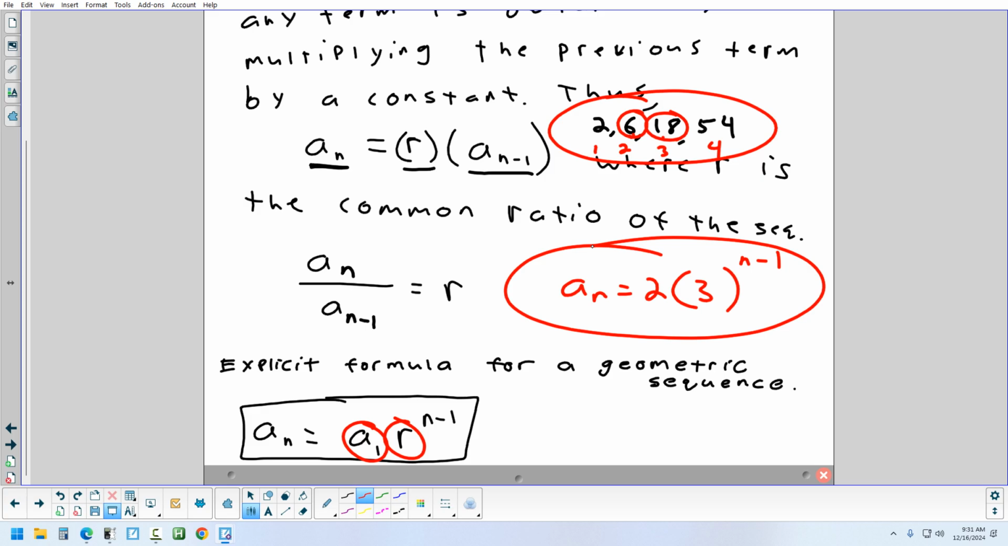Let's try plugging in a 2 and see if we get 6. What's 2 minus 1? 1. What's 3 to the first? 3. And 3 times 2? 6. Perfect. So now if you wanted to know the 10th term, just plug in 10. 10 minus 1 is 9, and then use your calculator: 3 to the 9th power times 2. So that's how you can figure out an explicit formula for a geometric sequence.